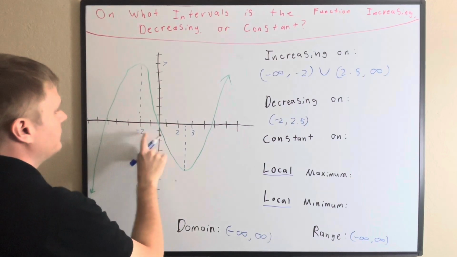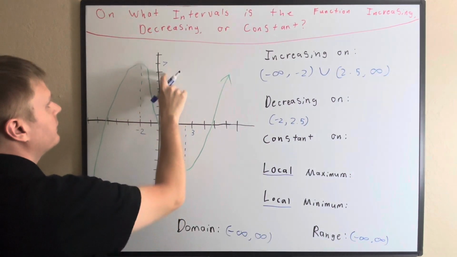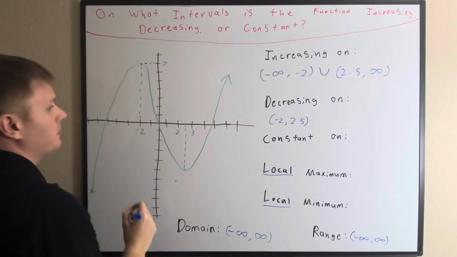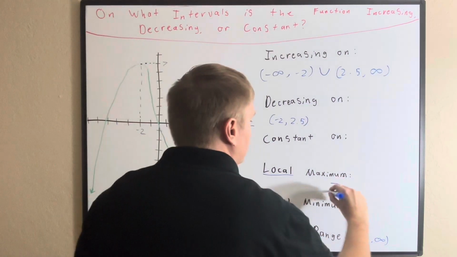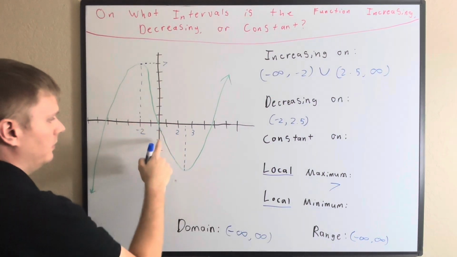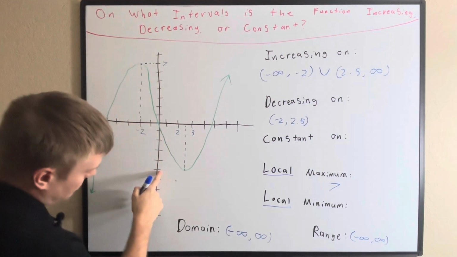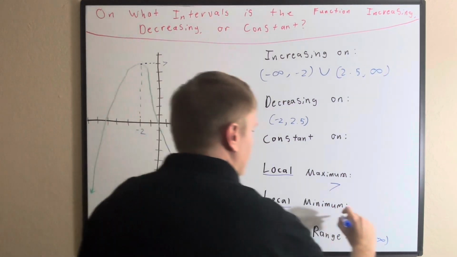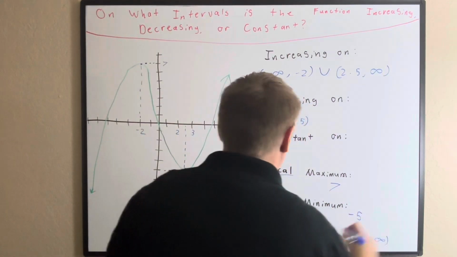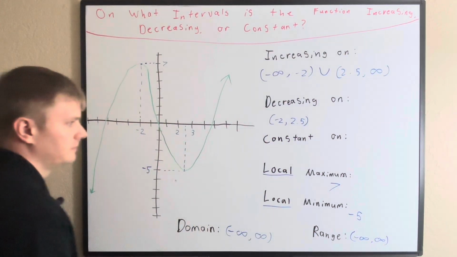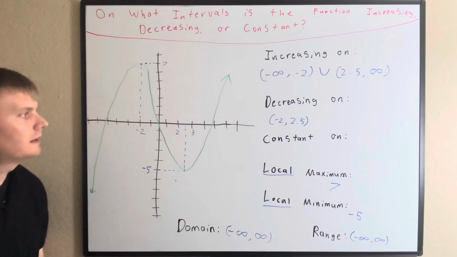So we said -2. 1, 2, 3, 4, 5, 6, 7. Yeah. So the local maximum would be 7. It's a local minimum. 1, 2, 3, 4, 5. It's about 5 exactly. The local minimum is -5. That's -5. All right, not too shabby.